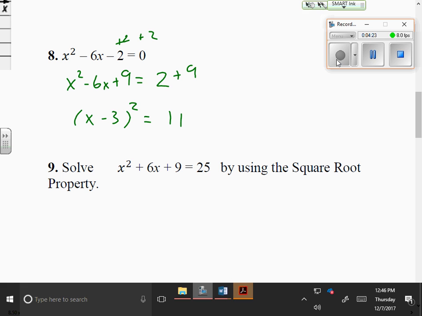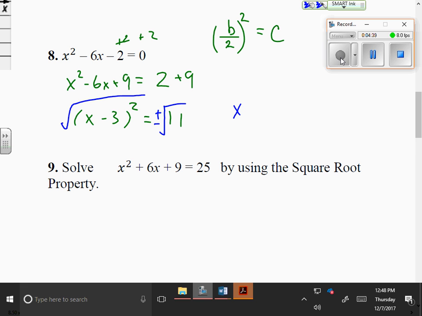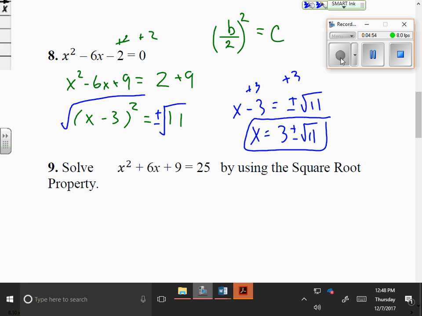Then you take the square root of both sides. You end up with x minus 3 equals plus or minus square root of 11. You'll add 3 to both sides to get x by itself. That is your exact answer. And then you can put 3 plus square root of 11 and then 3 minus square root of 11 to get your 2 decimal answers.